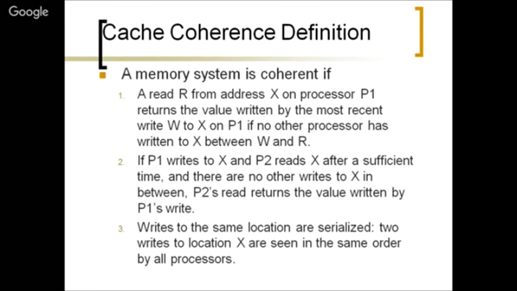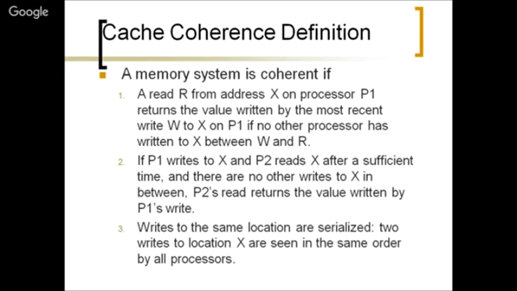This holds if no other processor has written to X. What actually happens is that first it reads some contents from address X using R, then it does some processing and writes that value again using W to X. In between R and W, we assume that no other processor has written. If P1 writes to X and P2 reads X after a sufficient time, with no other writes to X in between, then P2 reads the value written by P1's write.